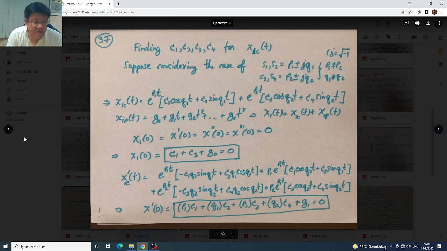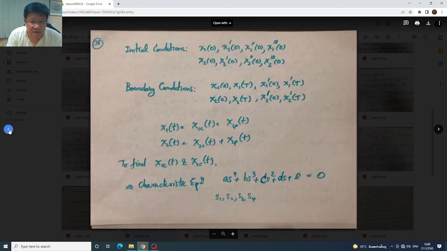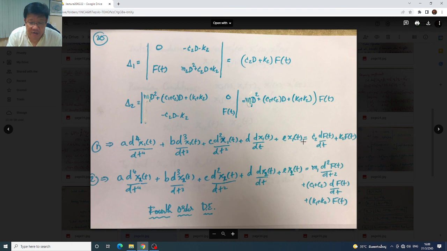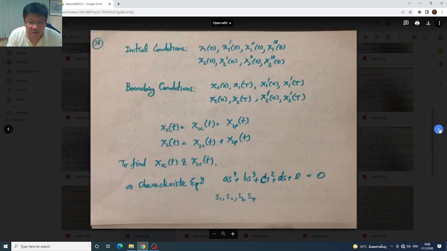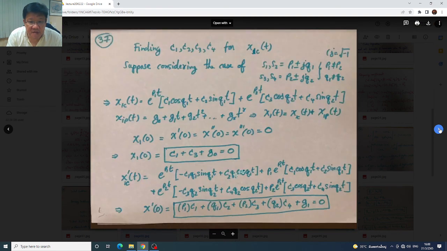And then once you know the particular solution, as you know, the particular solution for x sub 1 and x sub 2 is different because the right hand side is different. For x sub 2t you need to have another derivation to find x sub 2t here. And then you move on to find c sub 1, c sub 2, c sub 3, c sub 4 for x sub 1c, the complementary solution here.